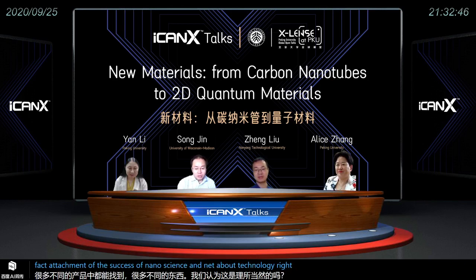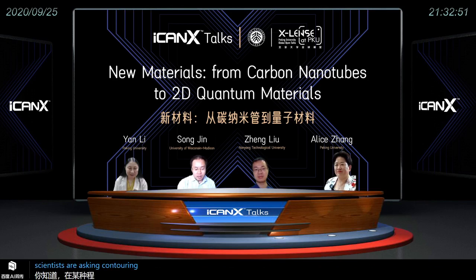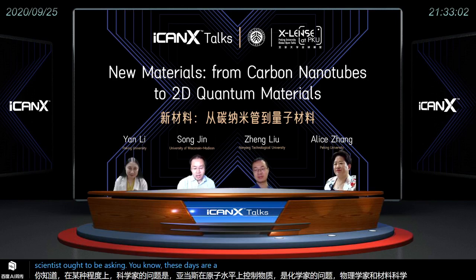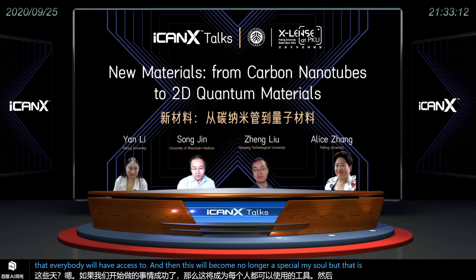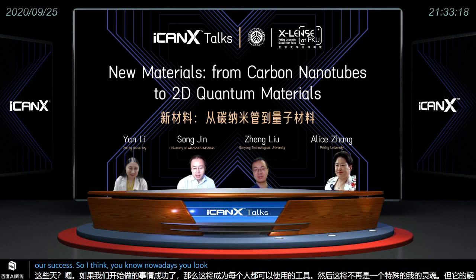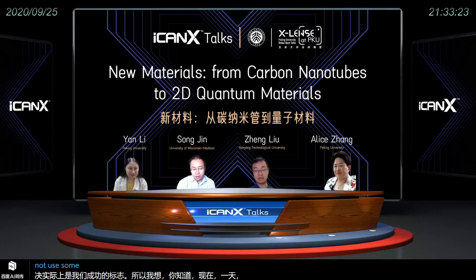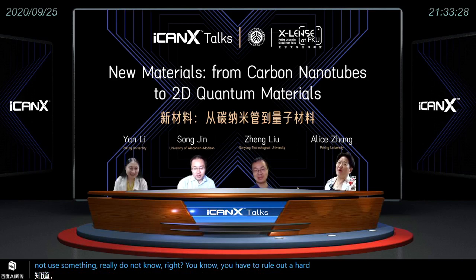To some degree, the question nanoscientists are asking, controlling atoms and matter at the atomic level, is the kind of question chemists, physicists and materials scientists ought to be asking in this day and age. If we are successful in what we set out to do, then these will become tools that everybody has access to, and then this will no longer be special. But that itself is the sign of our success. Nowadays in physical science research, it's very hard to find someone who does not use something related to nano. You have to work really hard to find people who do not touch nano at all. That tells you how much progress we made.